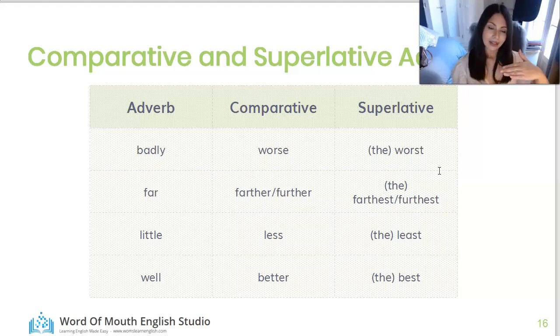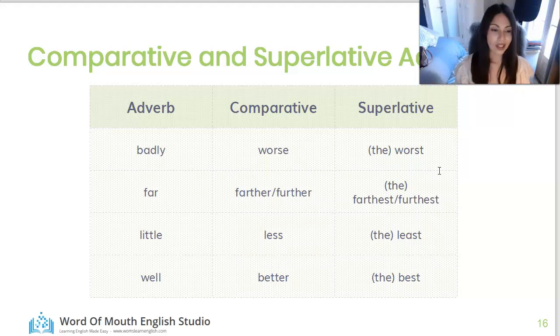Badly, because it's irregular, becomes worse in its comparative and the worst in its superlative. Far becomes farther or further and becomes the farthest or the furthest. Little becomes less, which becomes the least. Well becomes better, which becomes the best.